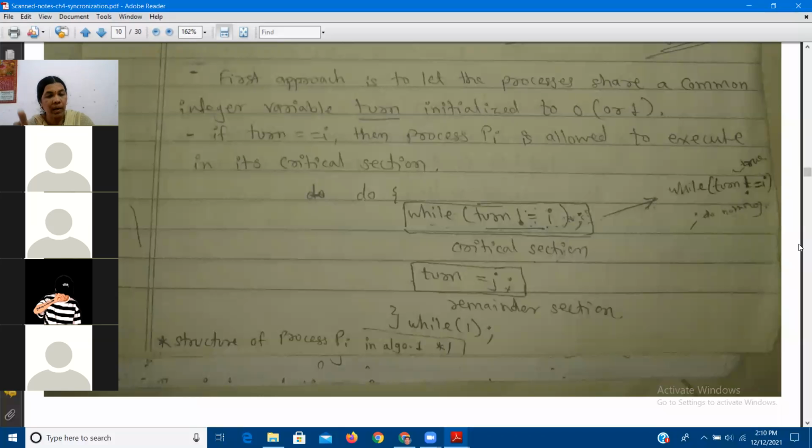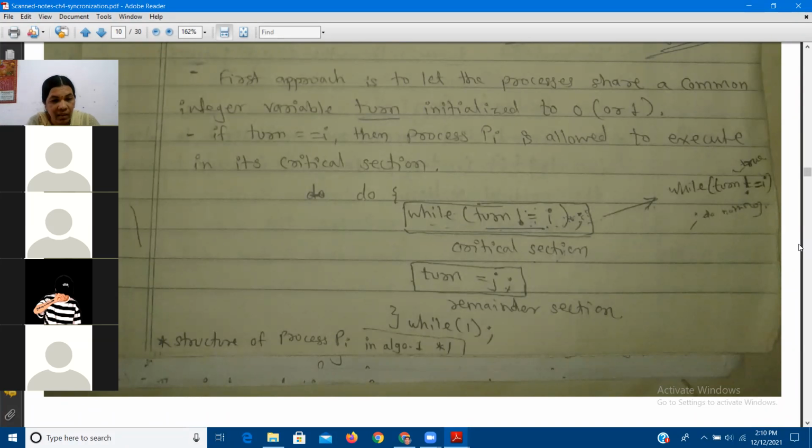So turn not equal to J. If this condition is false, then only J is able to enter the critical section. And once it comes out of the critical section, it has to execute the code turn is equal to I. So my use is over. Now give the turn to I.